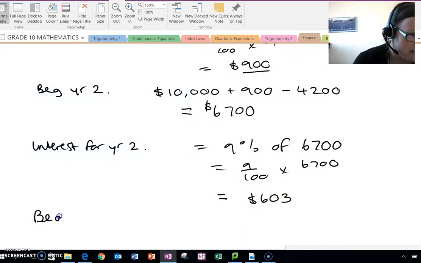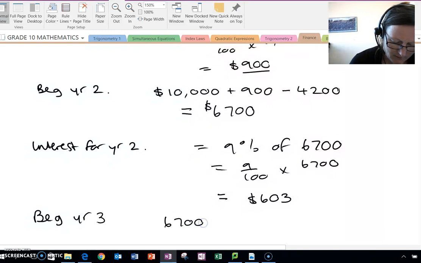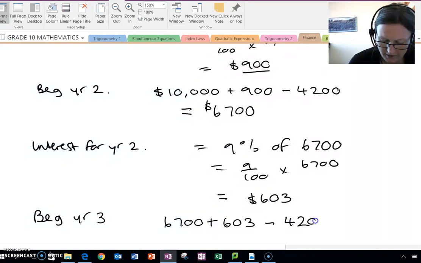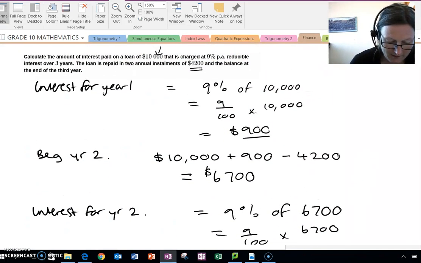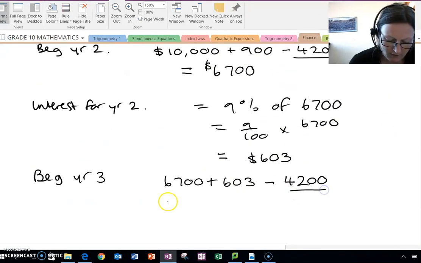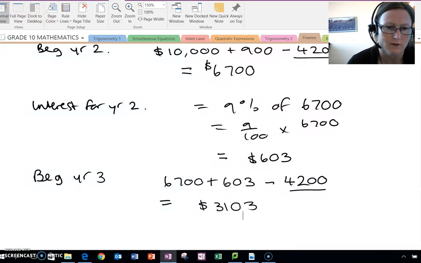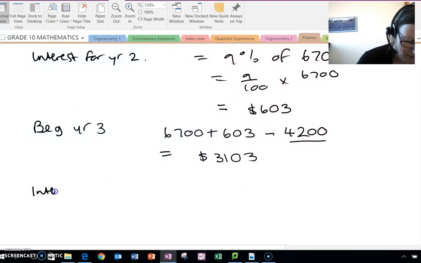So what is the balance at the beginning of year 3? Well, you owed 6,700. You have to add the interest that you have to pay, but then you're going to subtract 4,200 because up above it says that you are paying it in 2 annual instalments of 4,200. So there's your first one, and we're now paying a second one. So if we do 6,700 plus 603 minus 4,200, then you still owe $3,103.